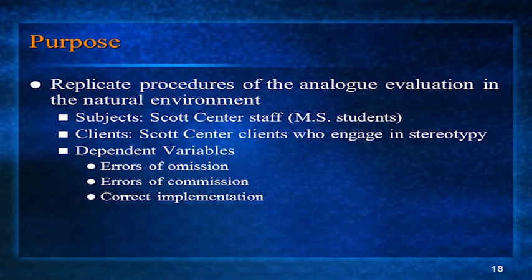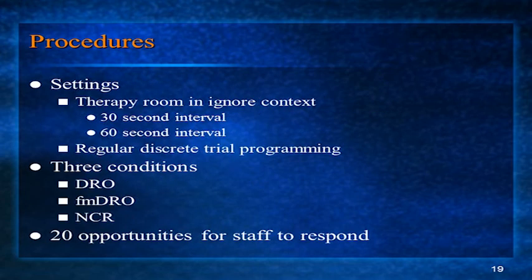They will be individuals who attend the Scott Center and are receiving early intervention, discrete trial training programming, and who engage in stereotypy or some other form of problem behavior. The dependent variables are the same as the previous study: errors of omission, errors of commission, and correct implementation. Sessions will initially be conducted in the therapy room. The staff member is going to be instructed to ignore the client except when they are delivering reinforcers. So the only thing they have to do is whatever the treatment is for the problem behavior.